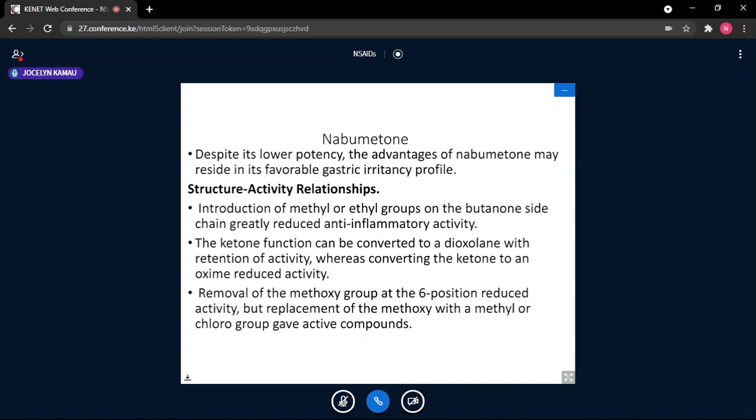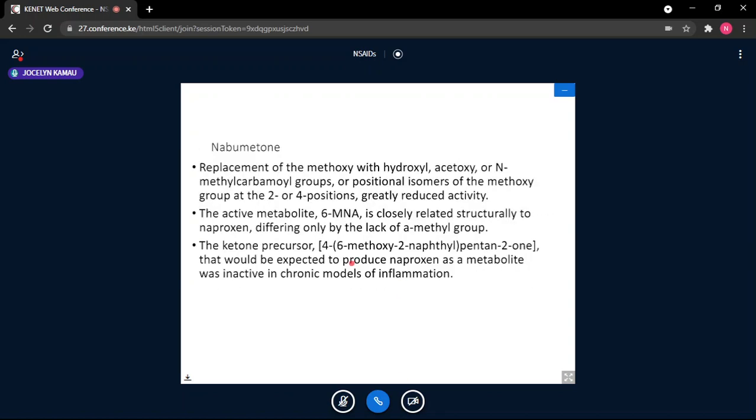In other words, it is not the specific methoxy group which is important for activity. It is the presence of an appropriate substituent at that position, which can be a methyl or a chloro group, with retention of activity.